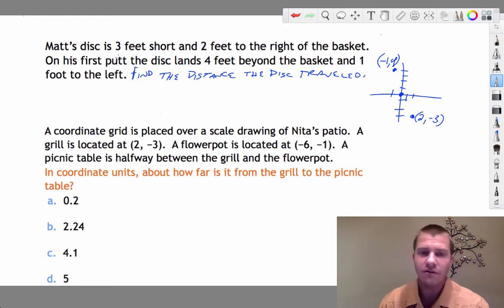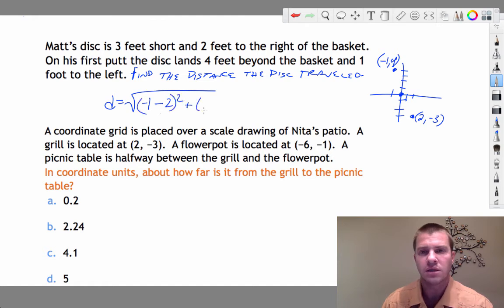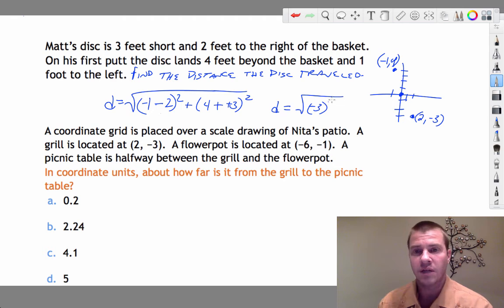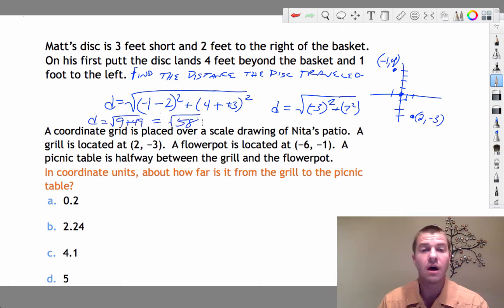So to find the distance that the disc traveled, we're going to do the square root of negative 1 minus 2 squared plus 4 minus negative 3 squared, which becomes negative 3 squared plus 7 squared, all under the radical, which becomes square root of 58 feet, or about 7.2 feet. Go ahead and try the next one.